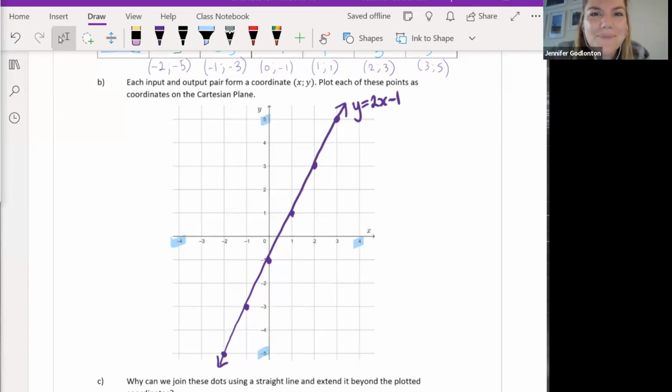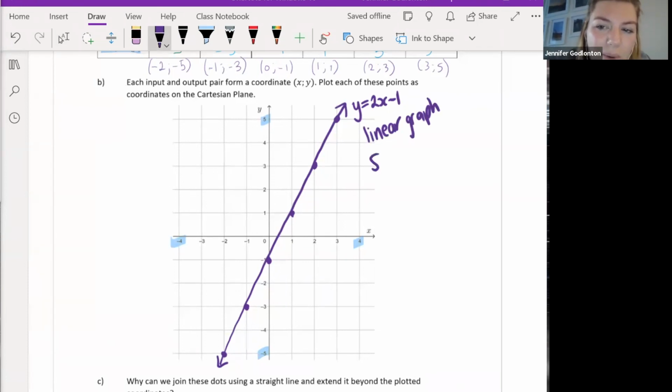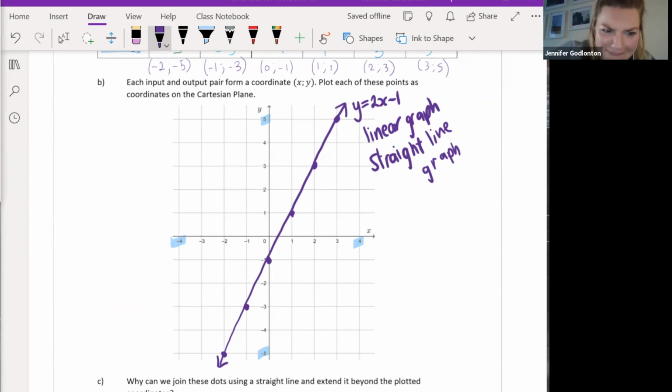How can I help? Ma'am, I remember that last year when I was doing this, these graphs with the straight lines had a specific name, and then the ones with up and down lines have specific names. What are the names? So this is called a linear graph, or some people just call it a straight line graph, but it would be linear. I think that's the word that you're looking for. Oh, thank you, ma'am. Yes, it was. Okay, great.